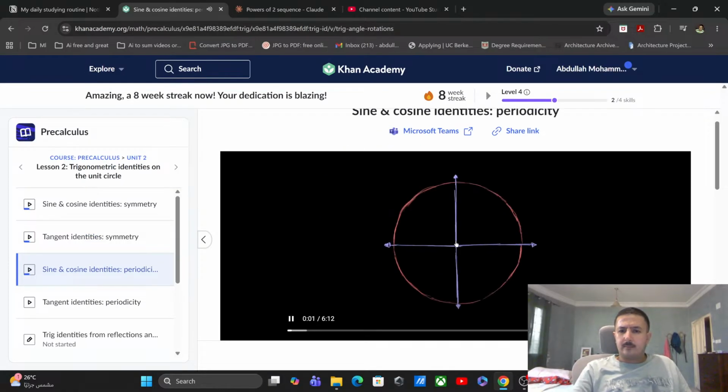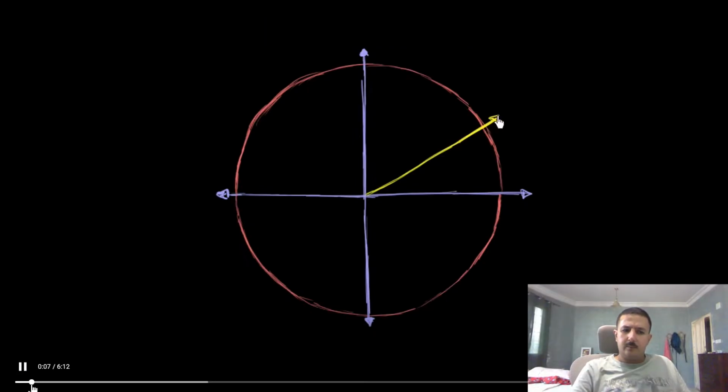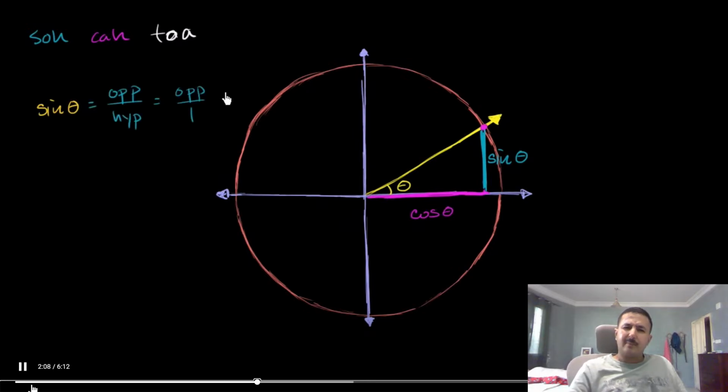So let's say that I've got some angle theta right over here. If I think about the definition, with theta, it's opposite over hypotenuse. So this is all a little bit of review, just showing how the unit circle works.